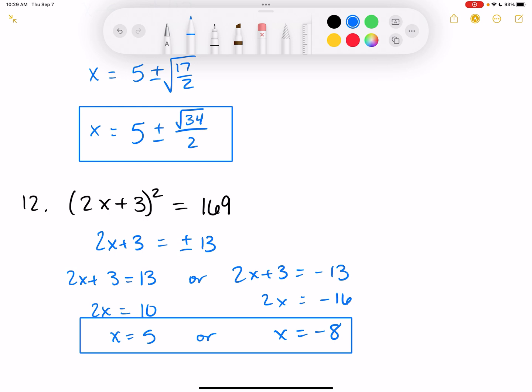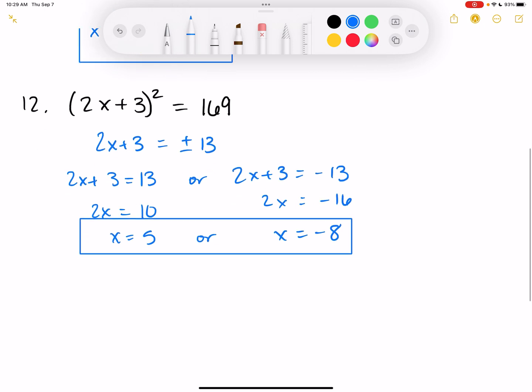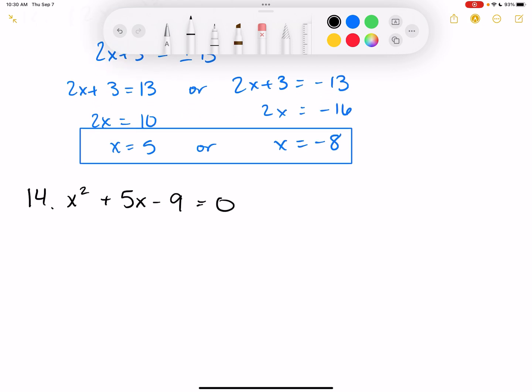All right, solve the equation by completing the square. I know this is everyone's favorite. Oh, I have everything all out of order on my paper. All right, 14. X squared plus 5x minus 9 is equal to 0. So we're looking to fill this area here, so we need to move this 9 over.